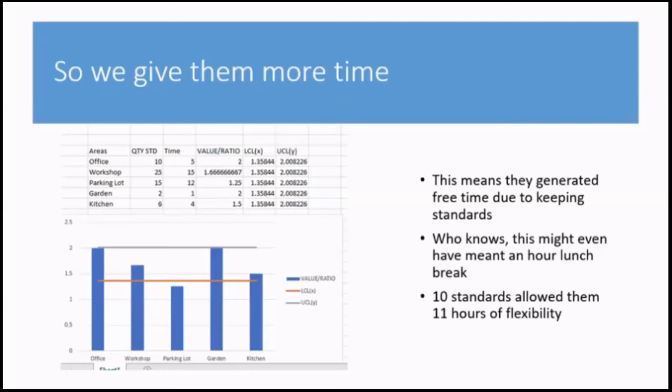Who knows, this might even be an hour extra lunch break, as 10 standards has allowed them 11 hours of flexibility within the company. Naturally, this has led to a drop in the parking lot, where the other departments will be looking at the parking lot, either thinking you better lessen your time or improve your quality standards.